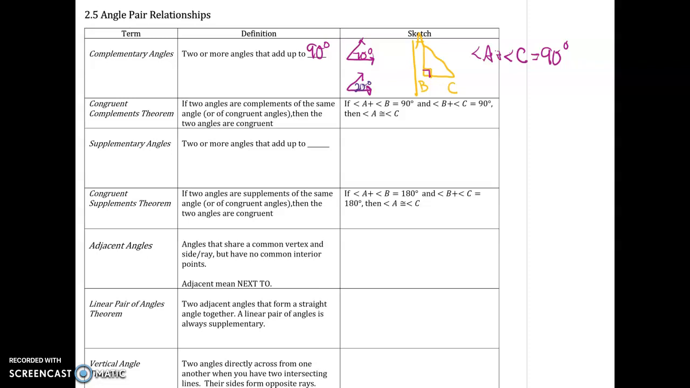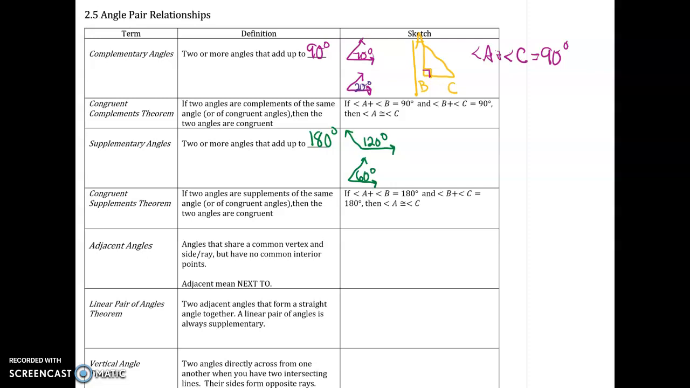All right, let's talk about supplementary angles. So that's the other big one. Supplementary angles are 2 or more angles that add up to 180 degrees. So I could basically do the same scenarios as before. I can make one angle and say this is 120 degrees. And then if I ask you, how much is the angle that's supplementary to it, how much would this angle be? Then it would have to be worth 60 degrees so I can get the 180.